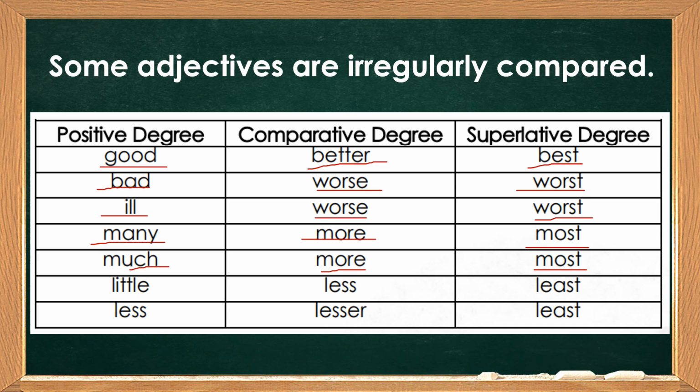Next example, we have the word little. It becomes less under the comparative degree and least under the superlative degree. And the last example of these adjectives under irregularly compared is the word less. It becomes lesser under the comparative degree and least under the superlative degree.